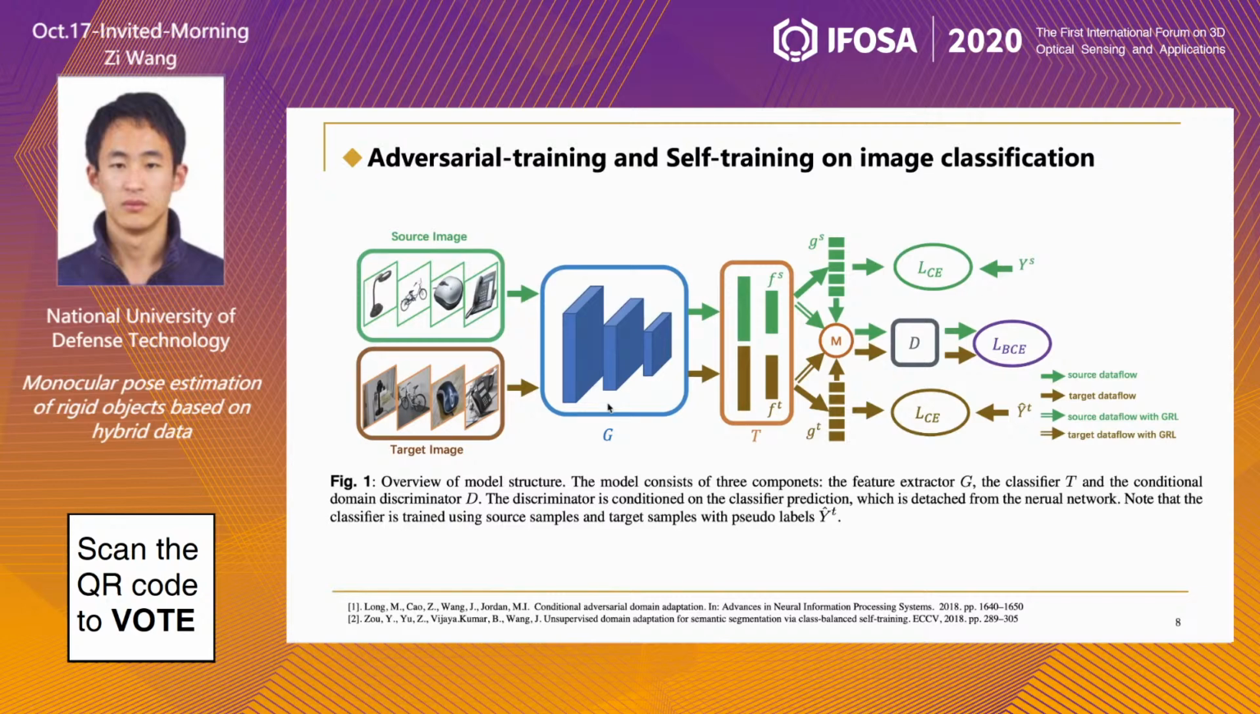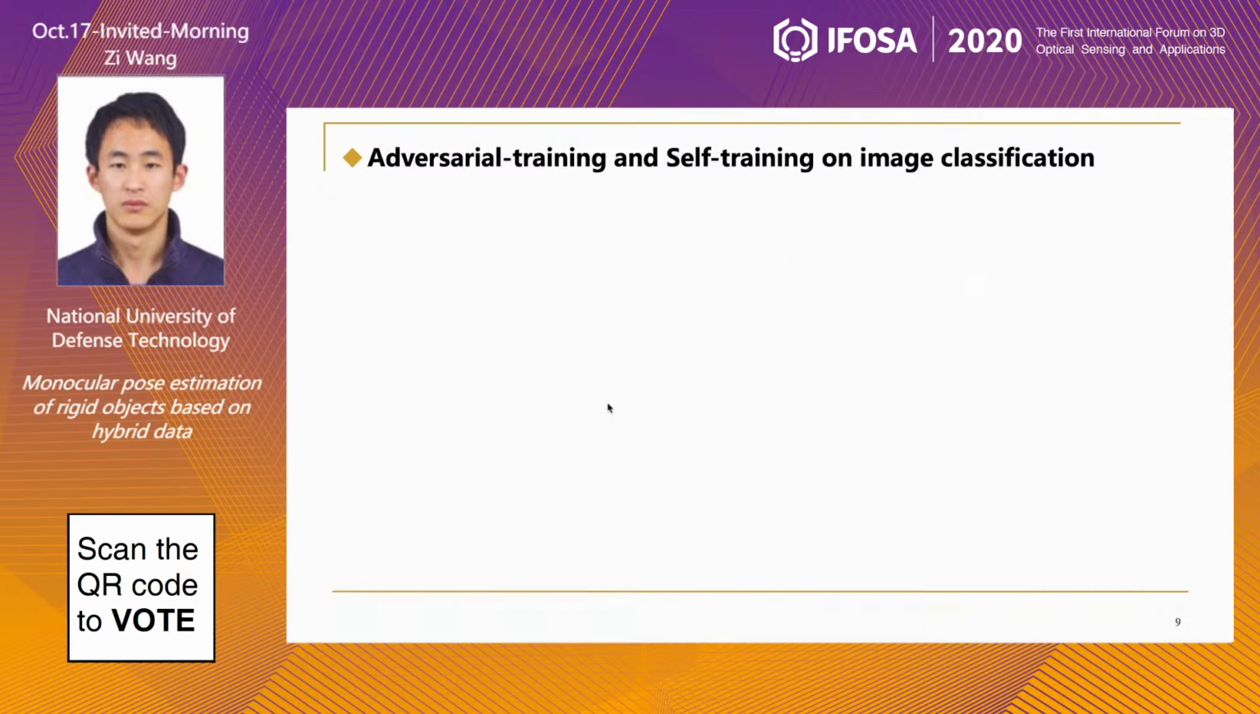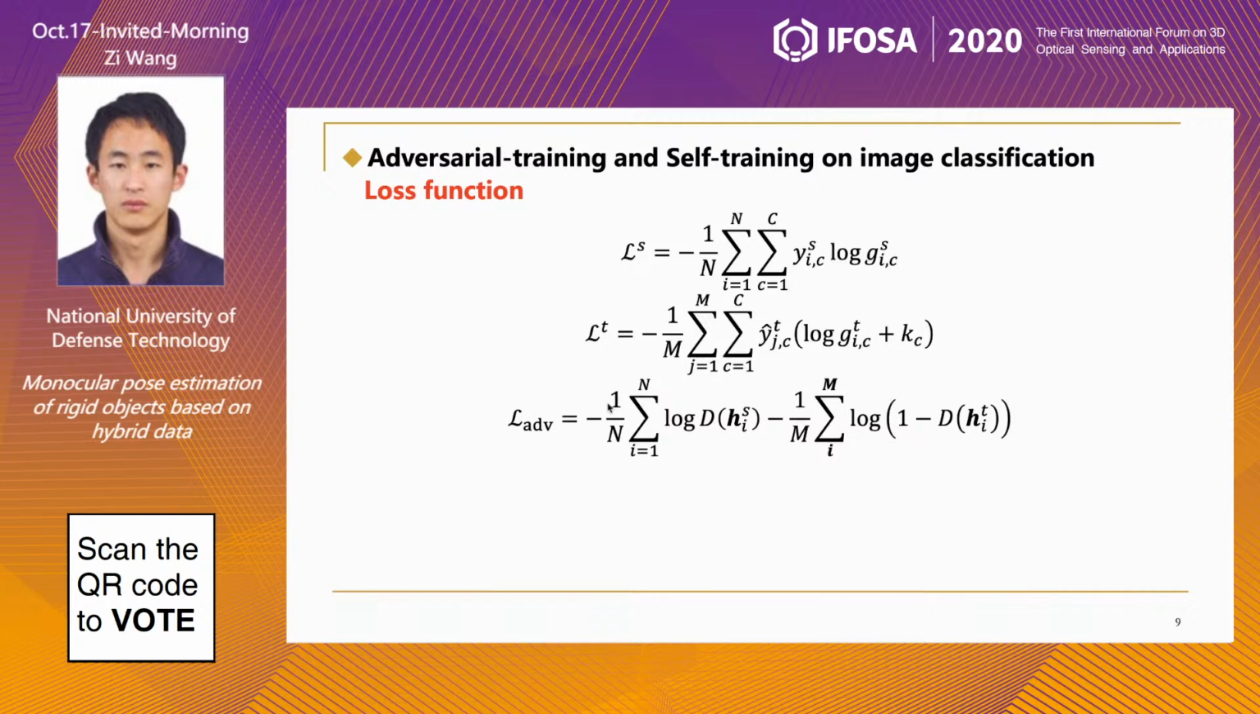The domain discriminator D is conditioned on the classifier prediction. M is the mapping function that blends F and G. The loss consists of three parts, including classification losses for source and target samples, and discriminator loss. Note that the classification loss of target samples is computed using pseudo labels. The classification loss is cross entropy loss, and the discriminator loss is binary cross entropy loss. The objective function is the minimax problem.